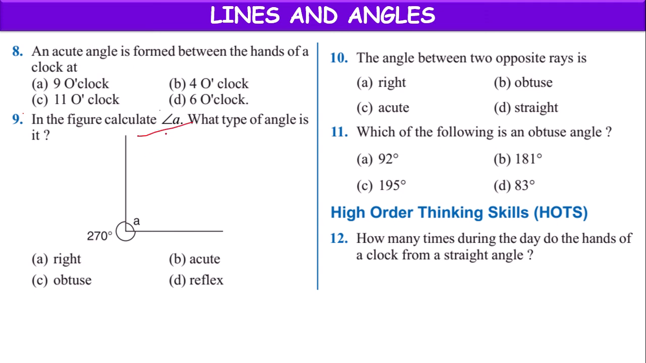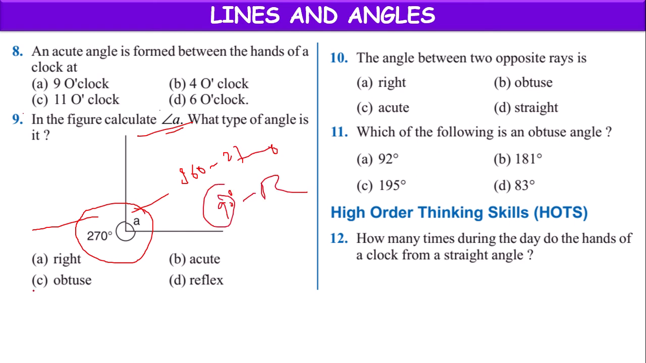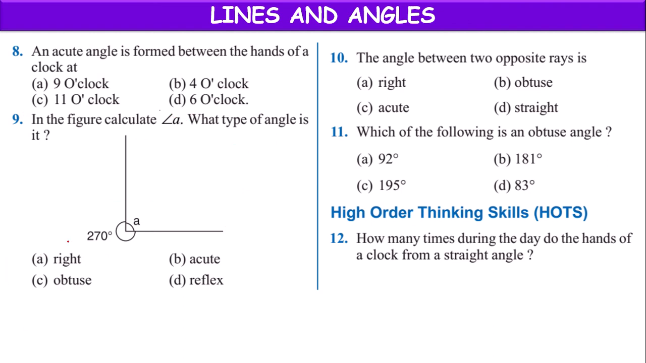So in the figure, calculate A. The complete angle is 360. If this is 270, this part will be 360 minus 270, which is equal to 90 degrees, which is a right angle. So angle A will be a right angle. Next, the angle between opposite rays. If this is one ray and this is the opposite ray, then the angle between them is 180 degrees, a straight angle.